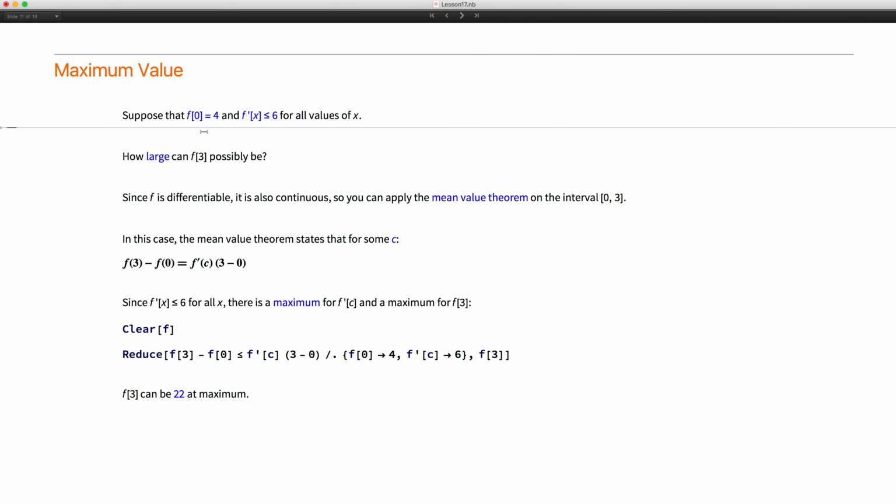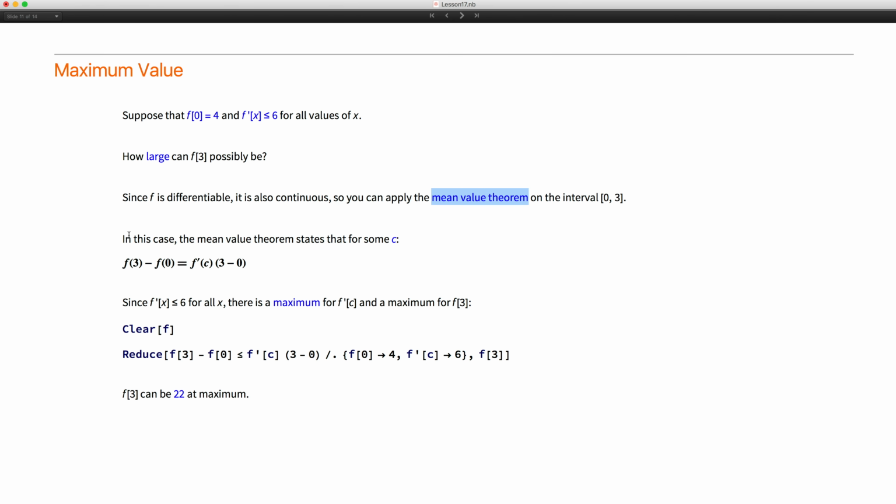Okay, as another example of the mean value theorem, let's talk about a function f whose value at 0 is 4 and whose derivative is bounded above by 6. The question is, how large can the value of f at 3 possibly be? Now, because f is differentiable, clearly it is continuous. And so we'll apply the mean value theorem on the interval 0 to 3.